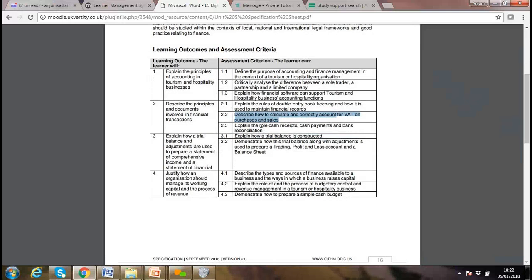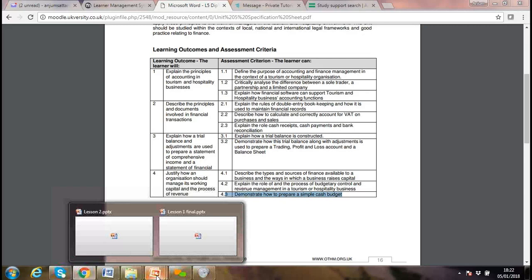Okay, so next is to explain the role of the cash receipt, cash payment, and the bank reconciliation, which we'll go through, along with the cash budget. Trial balance we really need to prepare, and I have a few question banks we can pick from. The profit and loss account we'll go through in the following lesson. Sources of finance, budgetary control. Today we'll focus a little on budgetary control. We'll prepare a cash forecast here. 2.3 and 4.2 are slightly linked with each other. The cash budget is 4.3, which we need to prepare.